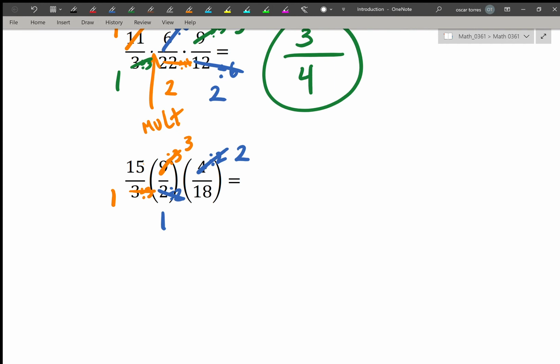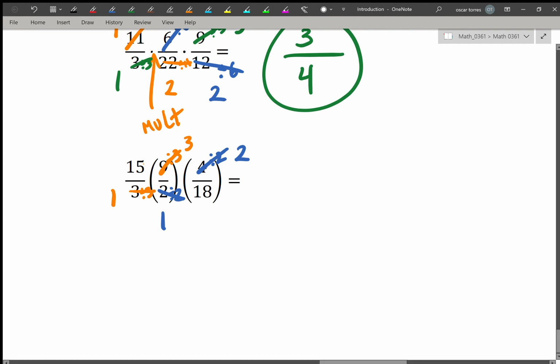So the only thing left is this 15 and 18. What number can divide into both 15 and 18? Well, that number would be a 3. How many times does 3 go into 15? That's 5 times.